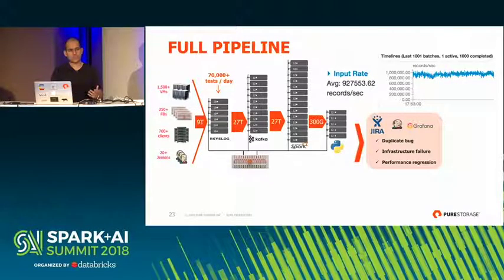The kind of things that we report on from this pipeline are things like, hey, this is a duplicate bug, or you have an infrastructure failure, you should shut off all this infrastructure that you have here, stop the test, and these kinds of things. Or we have a performance regression, somebody should take a look at this code and analyze, go deeper.